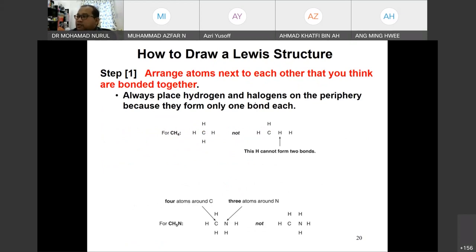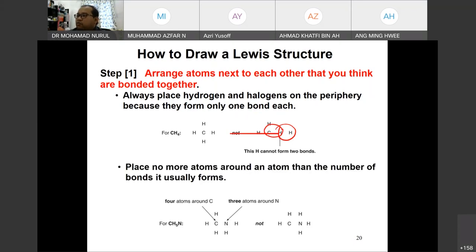Always place hydrogen and halogens on the periphery because they form only one bond each, okay? We cannot form this like this because hydrogen has only one electron. So they have to choose which one they want to bond with, whether on this side or this side. Okay, so be careful when you try to arrange the atoms.